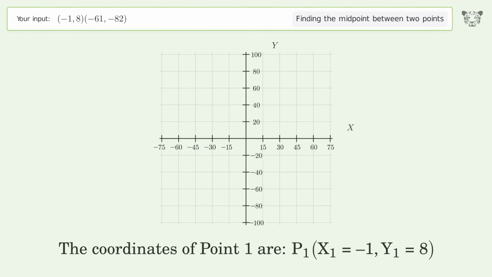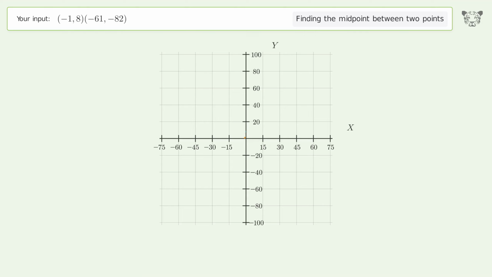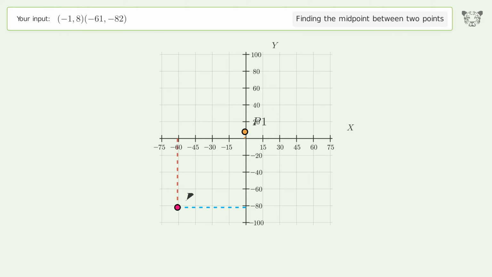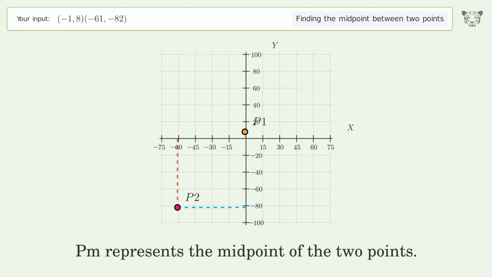The coordinates of point 1 are x1 equals -1, y1 equals 8. The coordinates of point 2 are x2 equals -61, y2 equals -82. PM represents the midpoint of the 2 points.